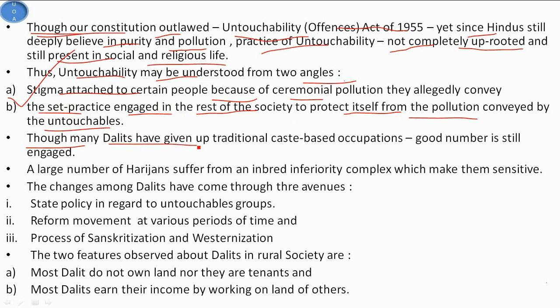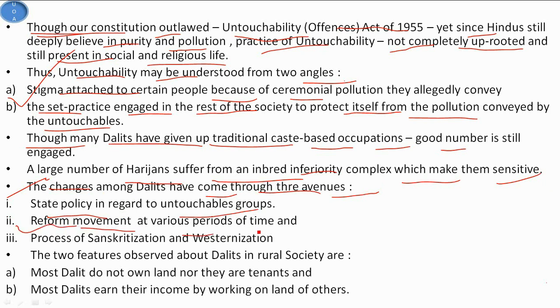Though many Dalits have given up traditional caste-based occupations, a good number are still engaged in them. A large number suffer from an inbred inferiority complex which makes them sensitive, and the changes among Dalits have now come through three avenues. The first is state policy in regard to untouchable groups, the second is reform movements at various periods of time, and the third is the process of Sanskritization, which means imitating the values and norms of the upper castes, basically Brahmins, and then the other is westernization.